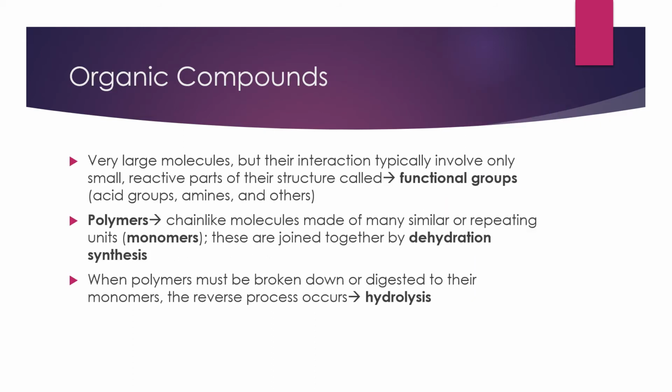Now let's move on to our organic compounds. These are very large molecules, but their interactions typically involve only small reactive parts of their structure called functional groups. So acid groups, amines, and others. Polymers are chain-like molecules made of many similar or repeating units, monomers. These are joined together by dehydration synthesis. When polymers must be broken down, going the other way, or digested to their monomers, the reverse process is called hydrolysis. So you see hydration or dehydration and hydrolysis. You already know water is involved.